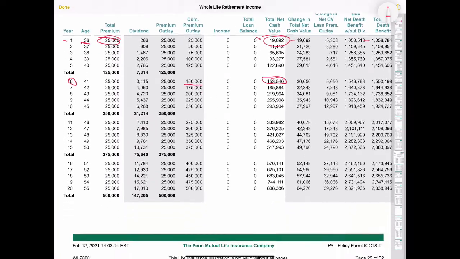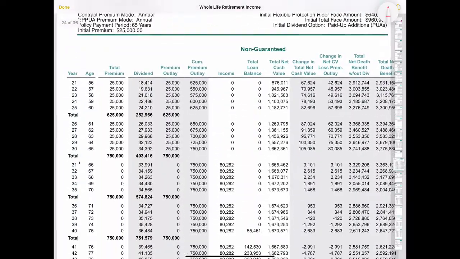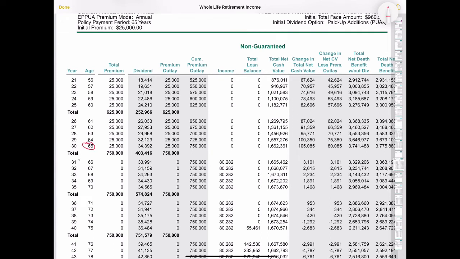We're going to make this payment up to age 65. And at that point, we're going to stop making payments into the policy. So at age 65, this individual has paid $750,000 total in premiums and has $1.662 million in cash value in the policy and a $1.775 million death benefit in the policy.